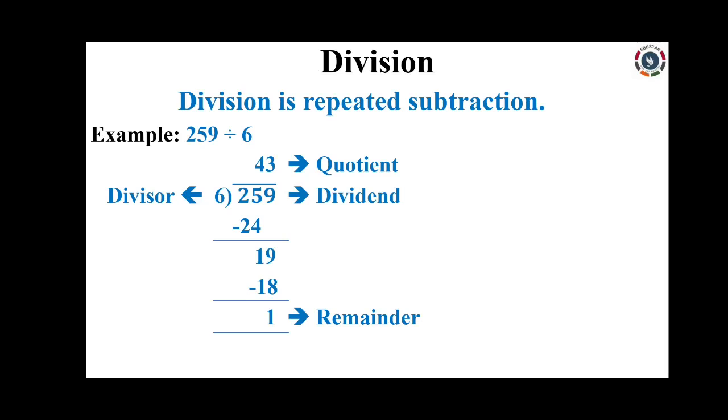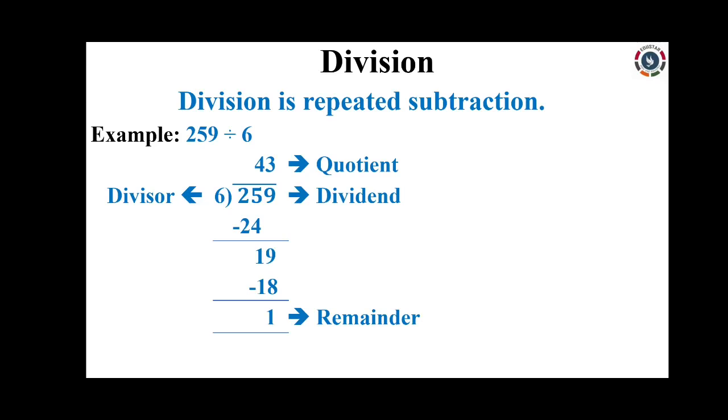In 19, how many 6s are there? 3 sixes. So write 3 in the quotient and write 18 down below 19. 19 minus 18 is equal to 1.